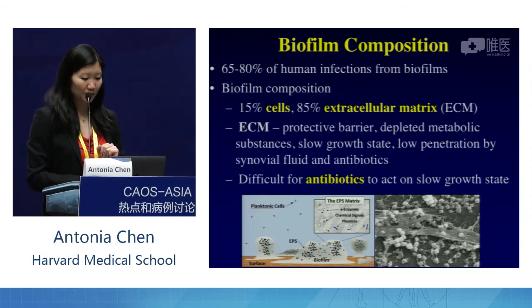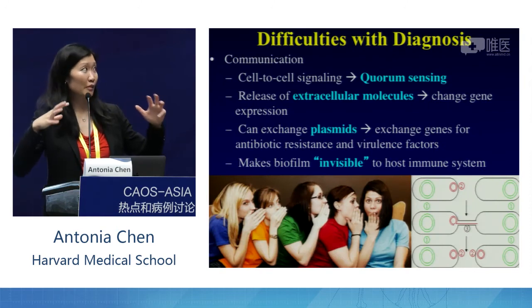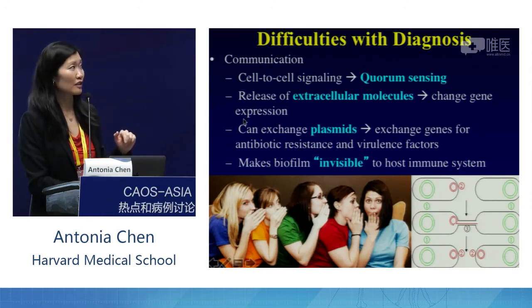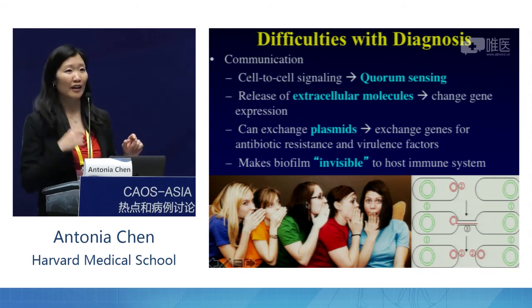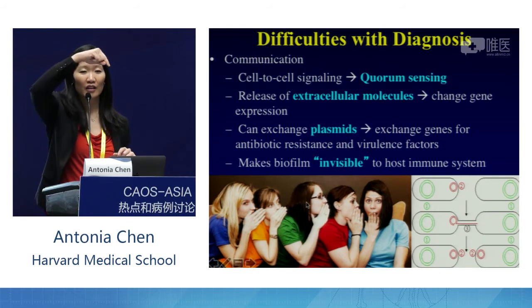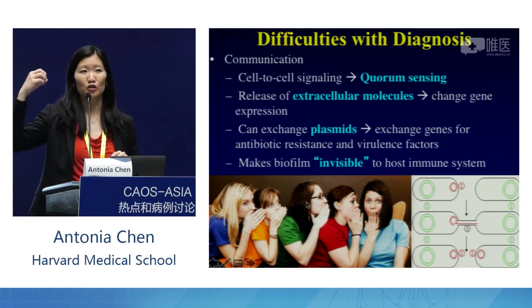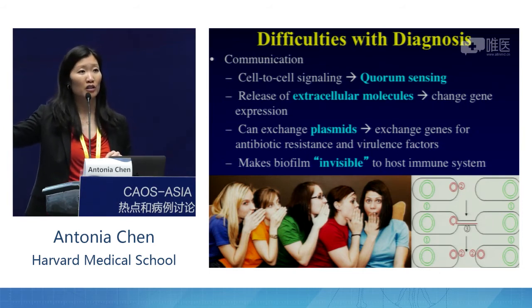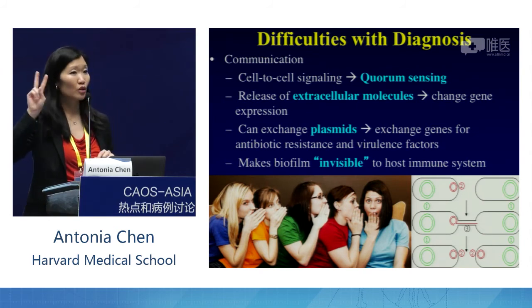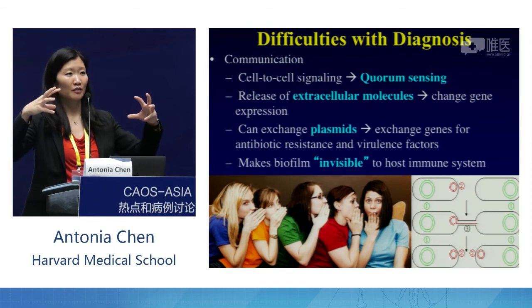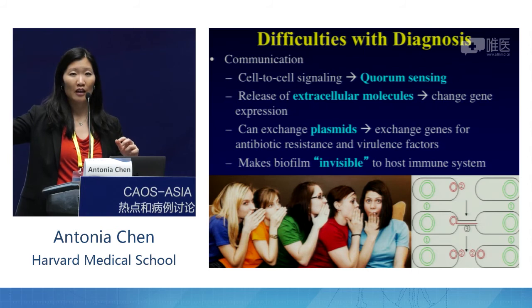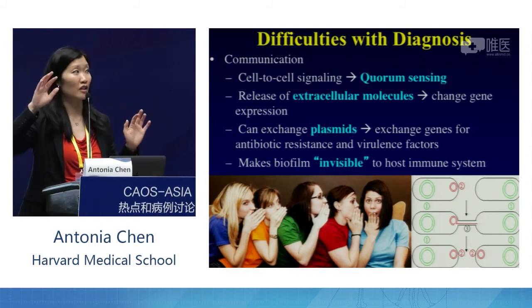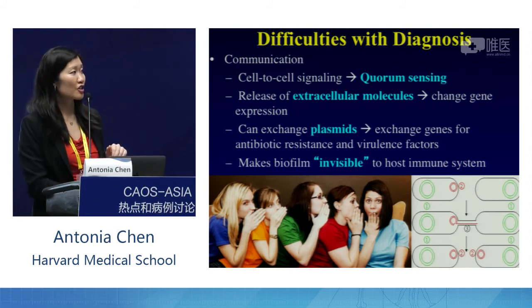So what happens to it? Within this extracellular matrix, you have something called cell-to-cell signaling. Imagine if you had people in a row playing a game where they talk to one another. The cells inside a biofilm are smart. They can communicate with each other very quickly, and that makes it very hard to detect. Two, they're very close to each other, so they can release molecules to neighboring cells, and by doing so, influence what they express. They can exchange plasmids.